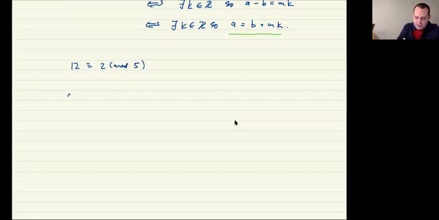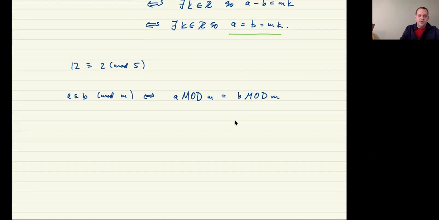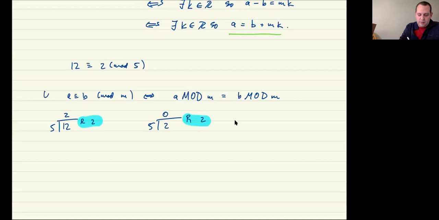One other fact that we're going to use is that a is congruent to b mod m if and only if, when you take a and divide by m, the remainder that you get is the same as the remainder when you divide b by m. So for example, if we were to take 12 and divide by 5, we will get 2 with remainder 2. And if we were to take 2 and divide by 5, we will get 0 with remainder 2. This remainder 2 is what makes these congruent. We have the same remainder. So that's, again, another way to think about what it means for them to be congruent mod m.